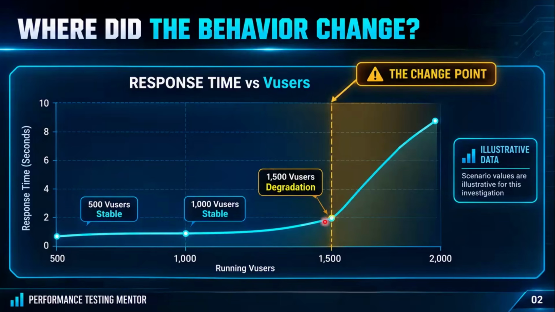That 1500 virtual user region becomes extremely important because now I don't need to investigate everything randomly. I can ask a much more focused question. What changed when the workload reached approximately 1500 virtual users? This is where performance investigation becomes much more effective. I compare the system behavior before the change point with the behavior after the change point. And one of the first things I want to compare is the behavior of each load generator.